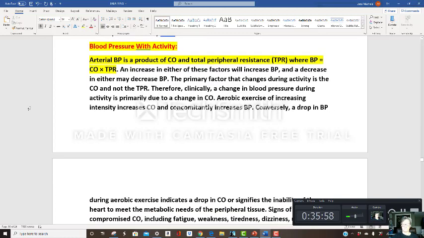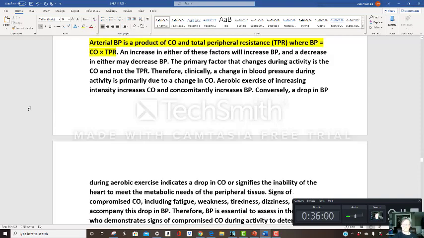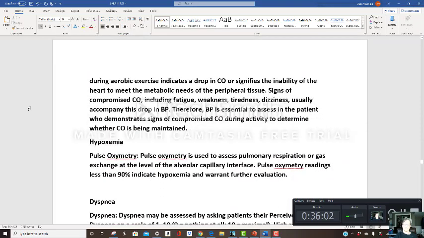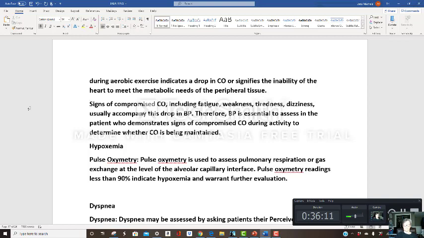Conversely, a drop in BP during aerobic exercise indicates a drop in CO or signifies the inability of the heart to meet the metabolic needs of the peripheral tissue. Signs of compromised CO, including fatigue, weakness, tiredness, and dizziness, usually accompany this drop in BP. Therefore, BP is essential to assess in a patient who demonstrates signs of compromised CO during activity to determine whether the CO is being maintained.